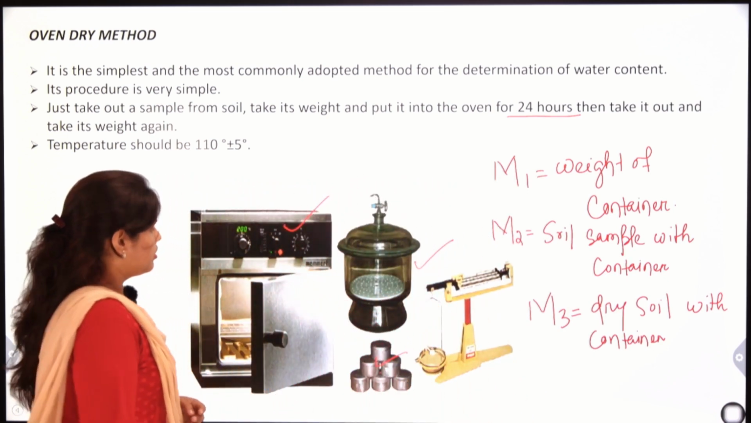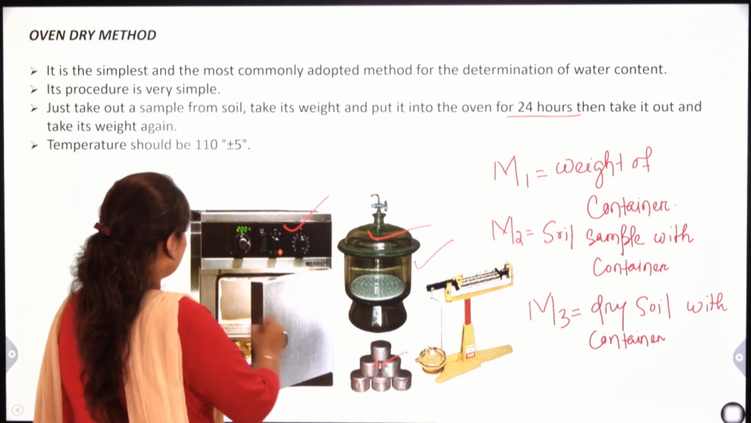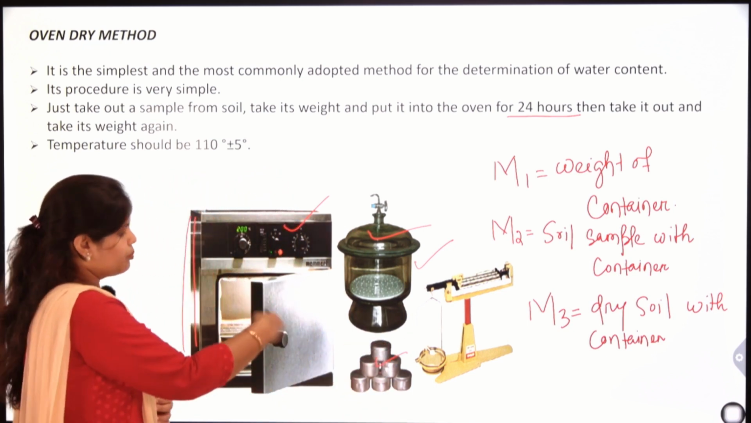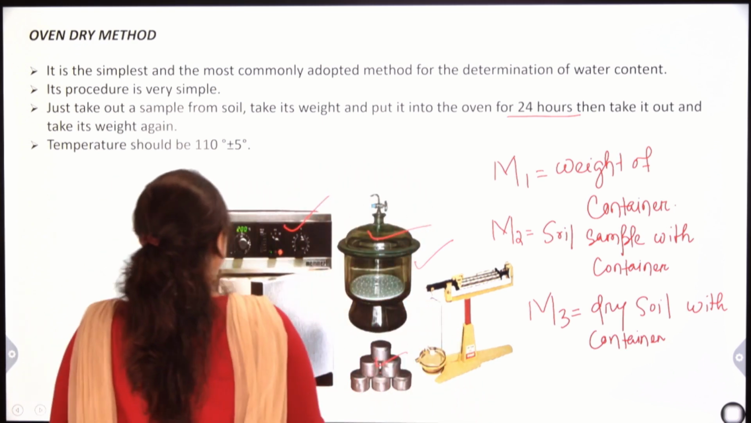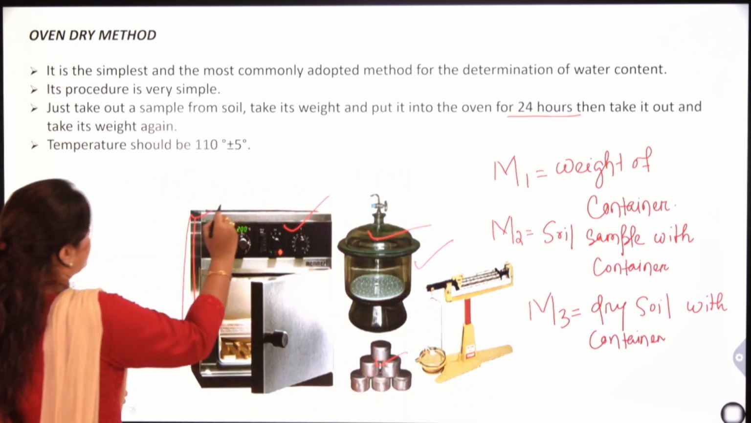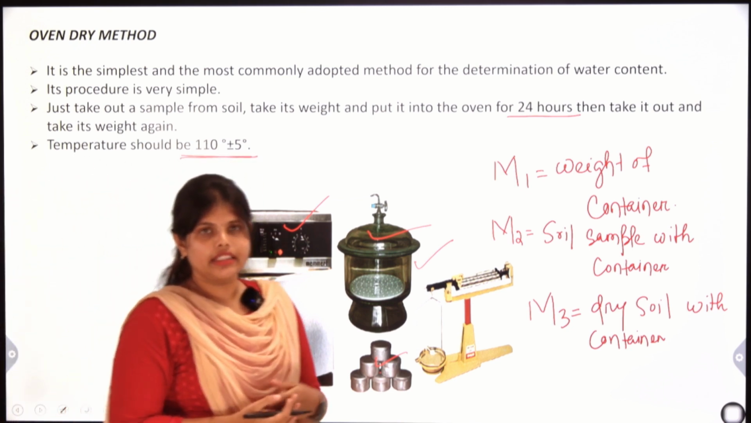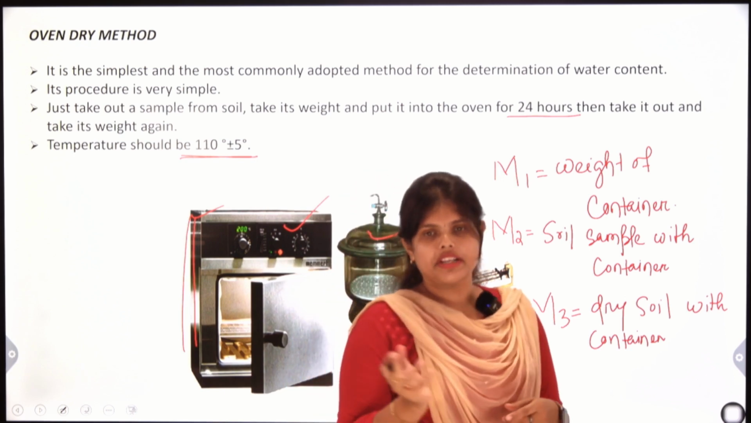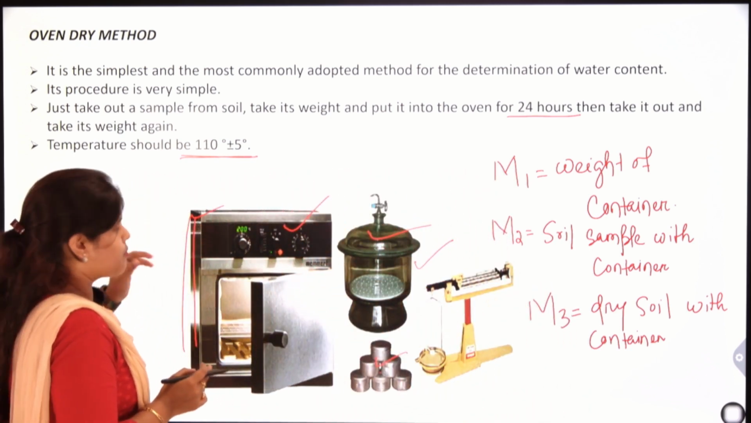This is a container with lid, and here in our oven we put these containers with soil sample. The temperature should lie between 110 degree Celsius plus or minus 5 degree. We can change plus or minus 5 degree.